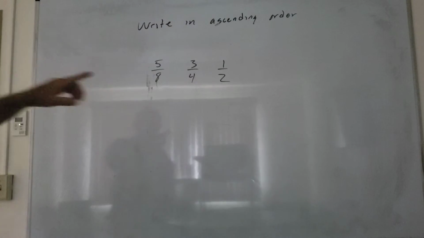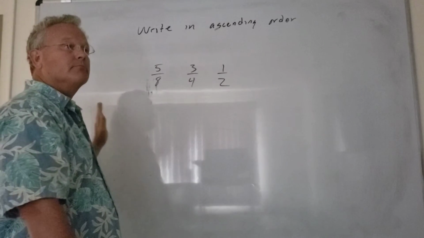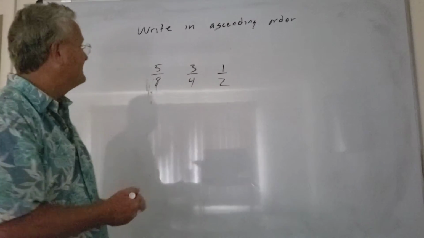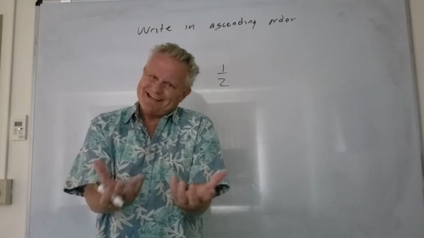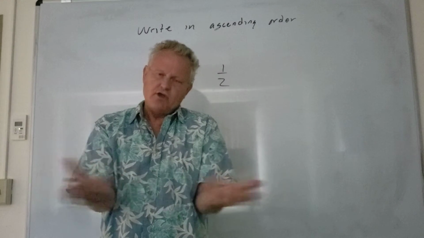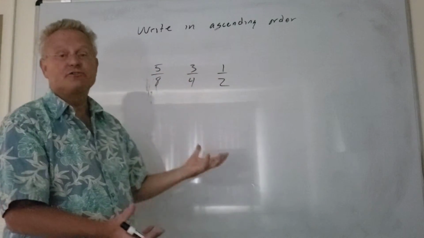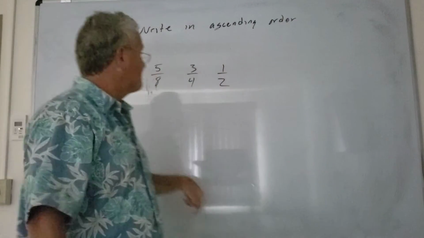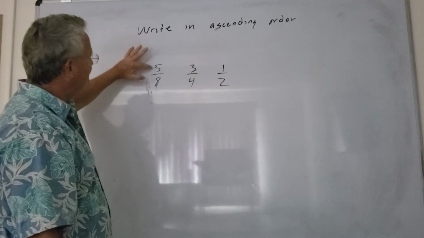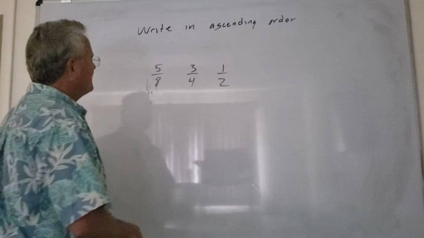Okay, so now we're going to write these three fractions in ascending order from smallest to biggest. In order to do that, in the last video we talked about the denominator needing to be the same when we're adding and subtracting. That's what we want here. We want the denominators to be the same so then we can compare the numerators, because a fraction really is kind of like part over whole, is pretty much what we're doing here.